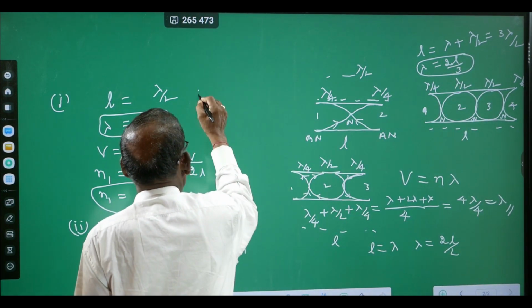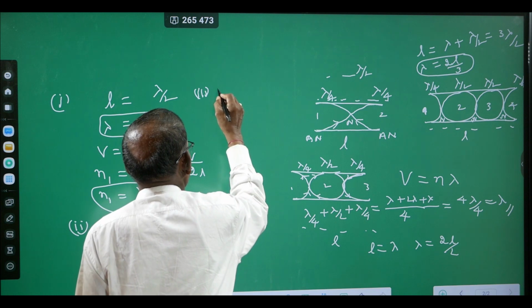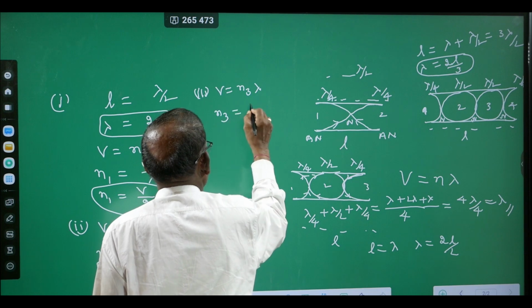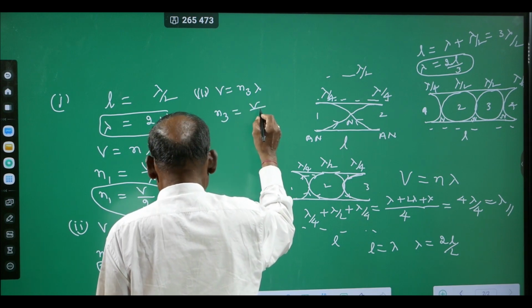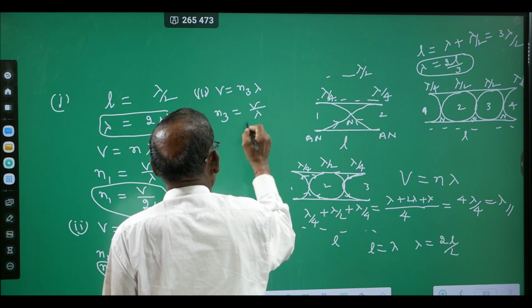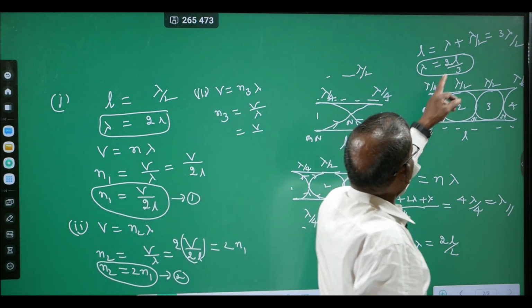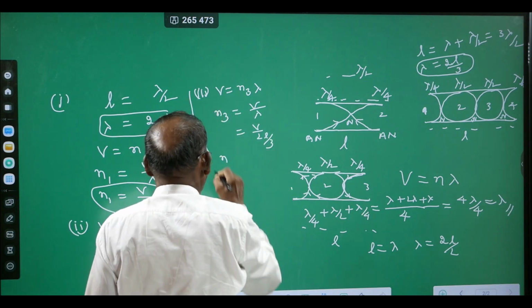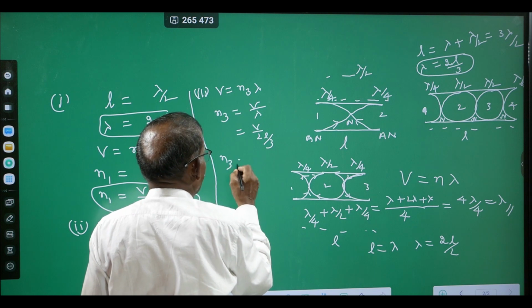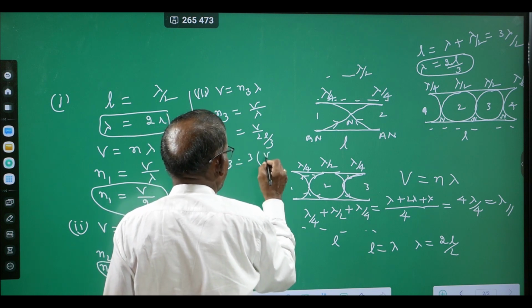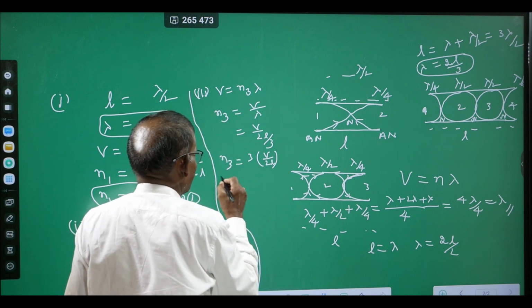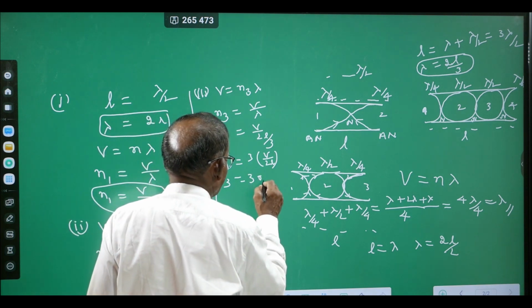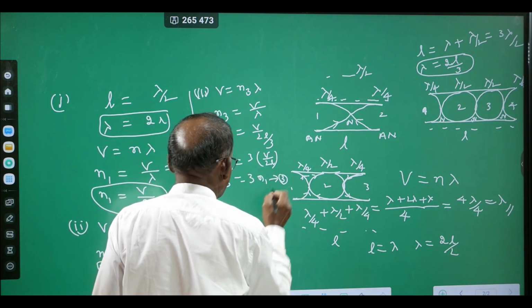Now, for the third overtone, we get V is equal to N3 lambda. Therefore, N3 is equal to V by lambda. Here, lambda is equal to 2L by 3. So N3 is equal to 3 into V by 2L. Once again, what is V by 2L? N1. That is 3N1. Say this is equation 3.